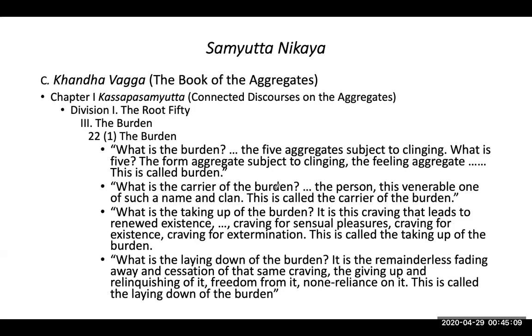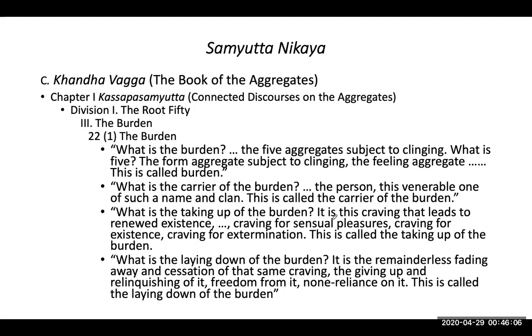What is the carrier of the burden? Who carries this burden? The person with a name and clan, at that time in India, what kind of family they came from. The person with a name and clan is the carrier of the burden. And what is the taking up of the burden? It is craving, the craving that leads to renewed existence: craving for sensual pleasure, craving for existence, craving for extermination. This is called the taking up of the burden.